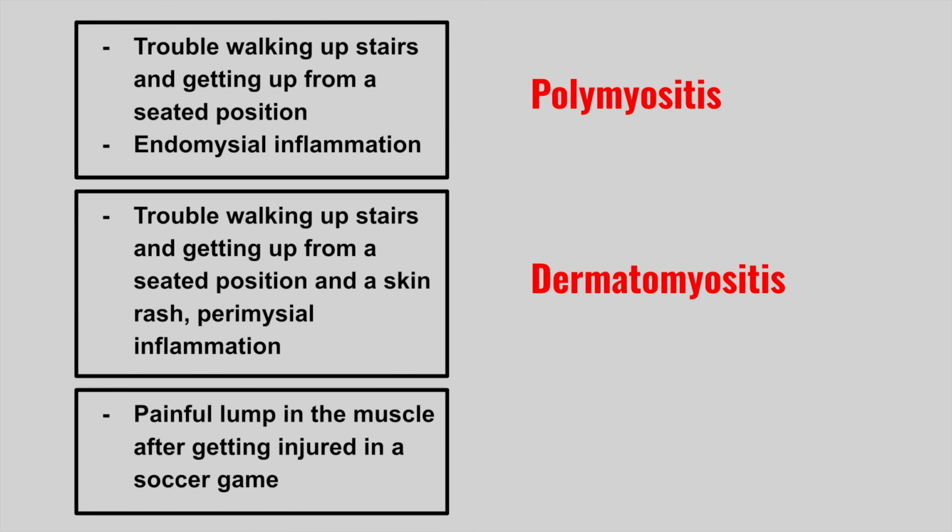And remember, proximal muscle weakness is typically in your shoulders and your hips. So combing your hair could be a symptom. Getting up from a seated position could be a symptom. So look out for those features in the vignette. Next, we have a patient that develops a painful lump in the muscle after getting injured in a soccer game. So this is myositis ossificans. And here you get an injury and then bone develops in the muscle and it develops this painful soft tissue mass.